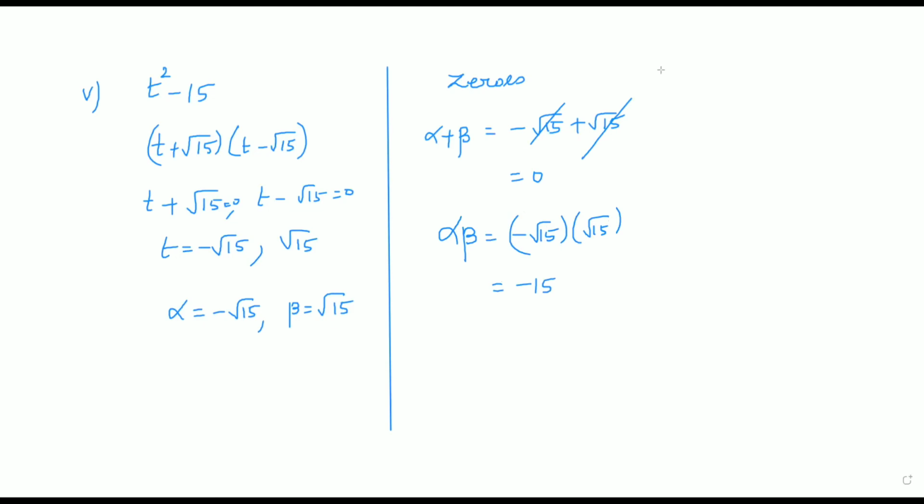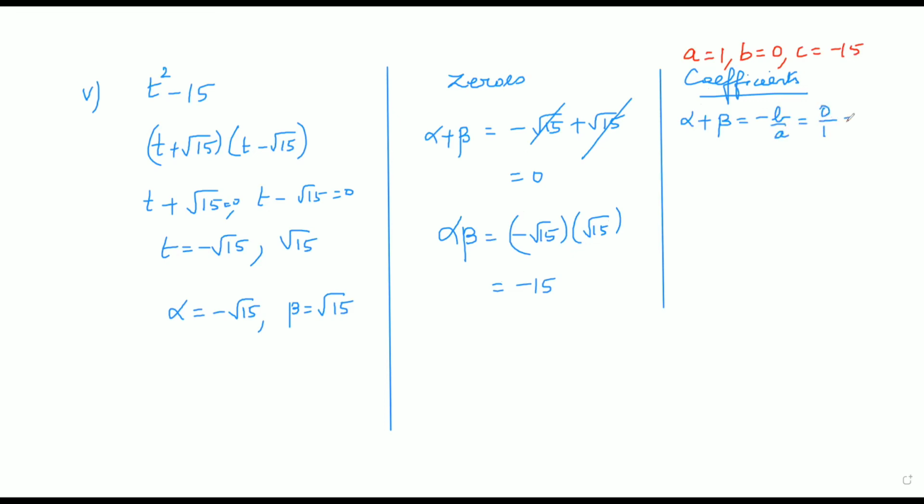Let us verify it with the coefficients now. So as I said earlier, when you verify coefficients, first you write the A, B, C values. A is the coefficient of t squared, which is 1, B is 0, and C is minus 15. So alpha plus beta is minus B by A, which is 0 by 1, 0. Alpha beta is C by A, which is minus 15 by 1, minus 15. Hence, we have verified. Let's move on to the next question.